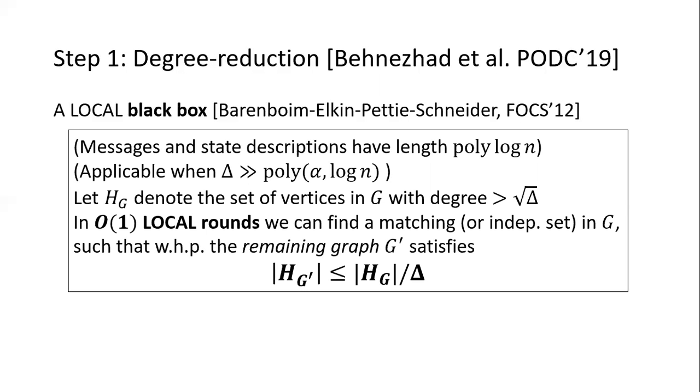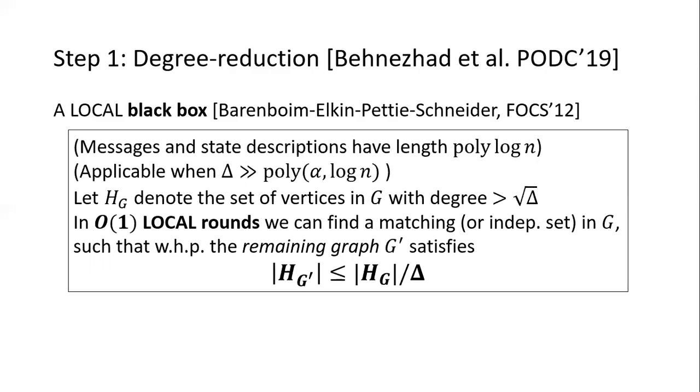Then the algorithm uses a constant number of local rounds to find a matching or an independent set in the graph, such that in the remaining graph, the number of high degree vertices decreases by a factor of delta. So a high degree vertex may get removed or matched, or maybe many of its neighbors get removed, so it becomes a low degree vertex.